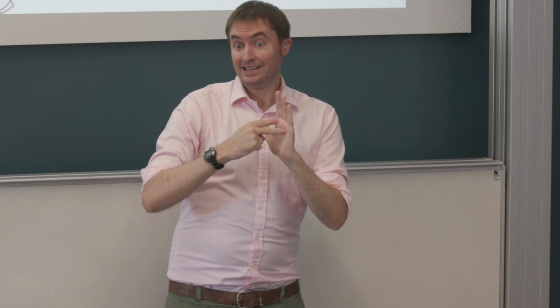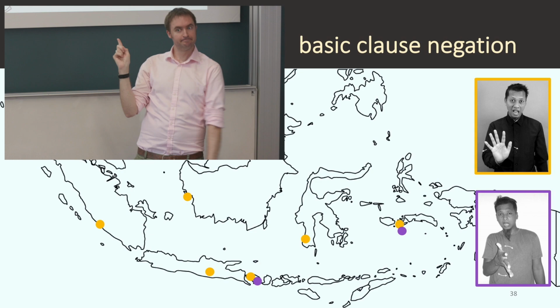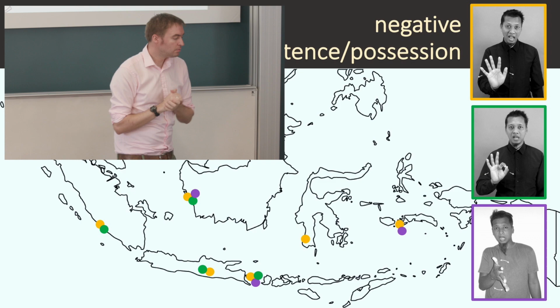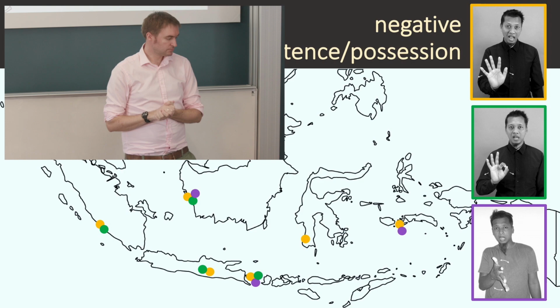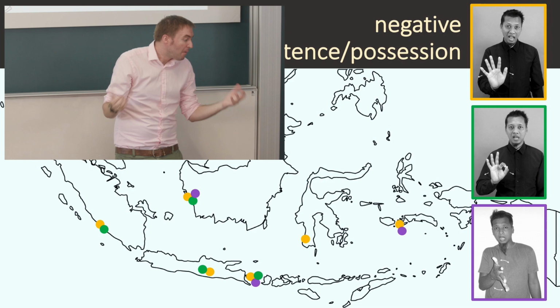So, we now have 6 areas, and I'm showing you where these handshakes are used in different parts of Indonesia. So, negative existence and possession can be used in 3 areas, as you see on the screen. And Pontianak, in Singaraja. They have all three varieties. In Makassar, just one. Why?